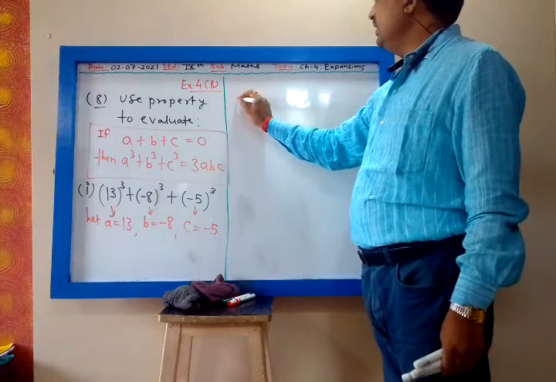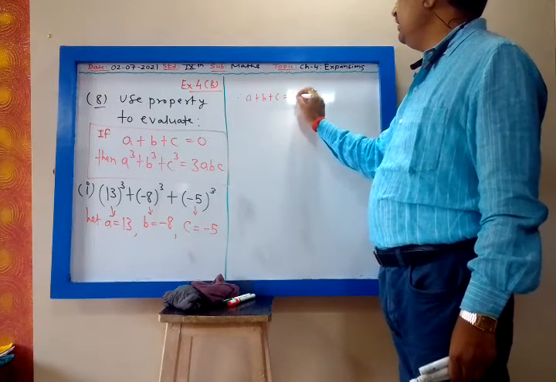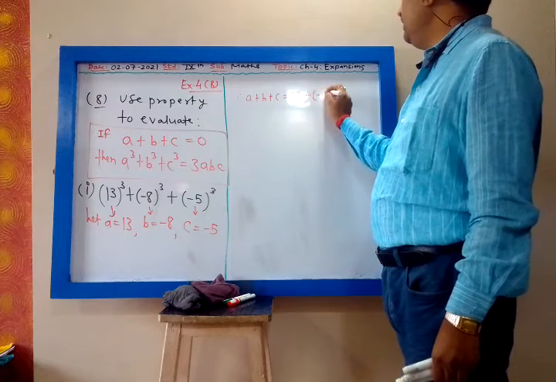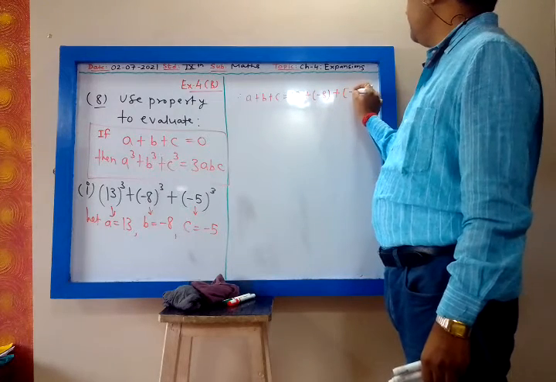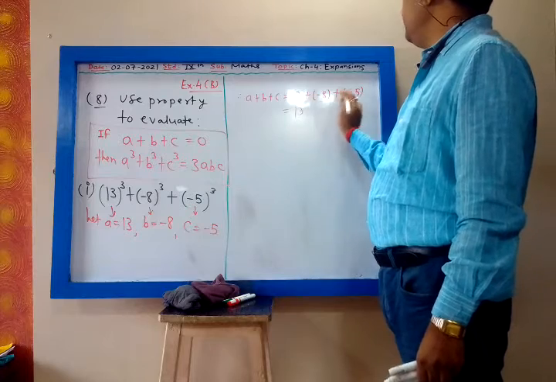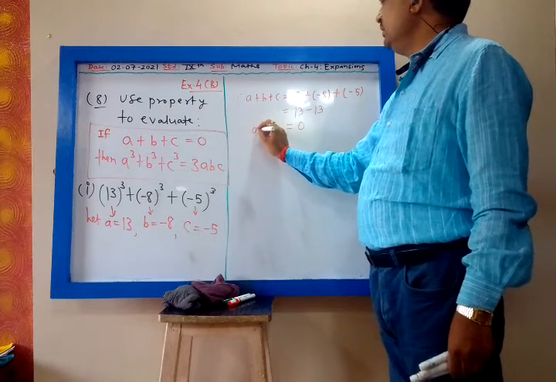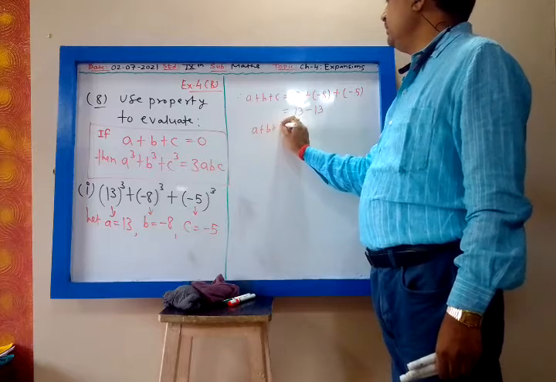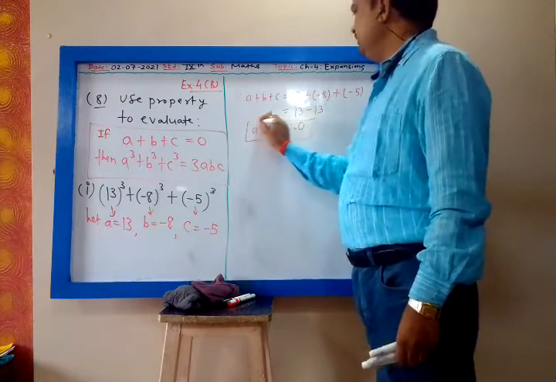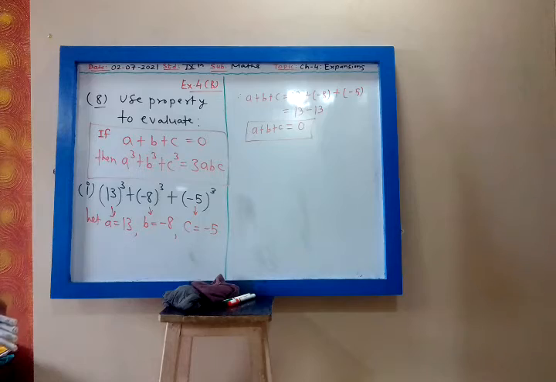So let us consider a plus b plus c. A plus b plus c, a is 13 plus minus 8 plus minus 5. So that will be 13 minus 8 minus 5 will be minus 13. 13 minus 13 is 0. So a plus b plus c is 0. We have found that a plus b plus c is 0.